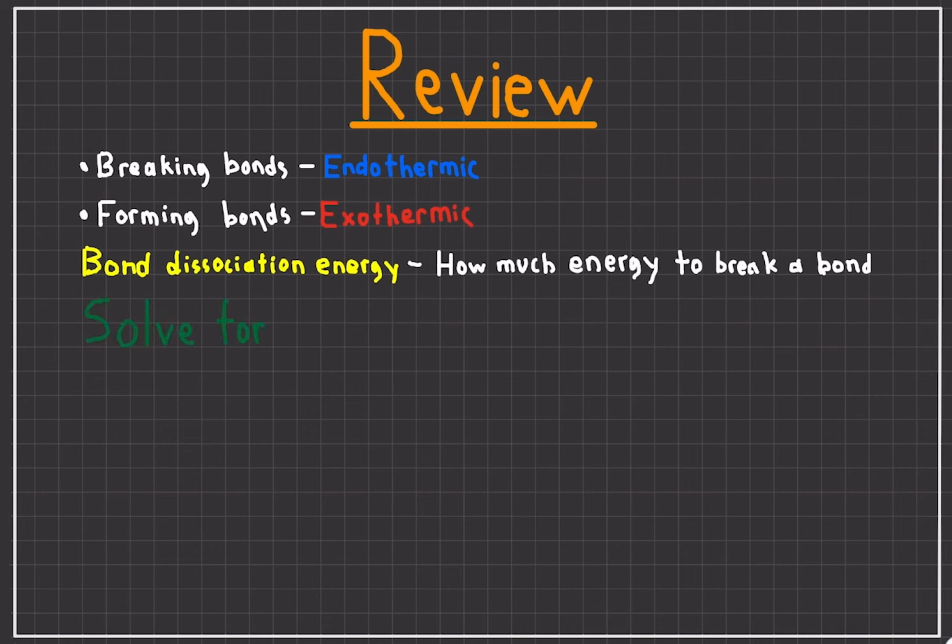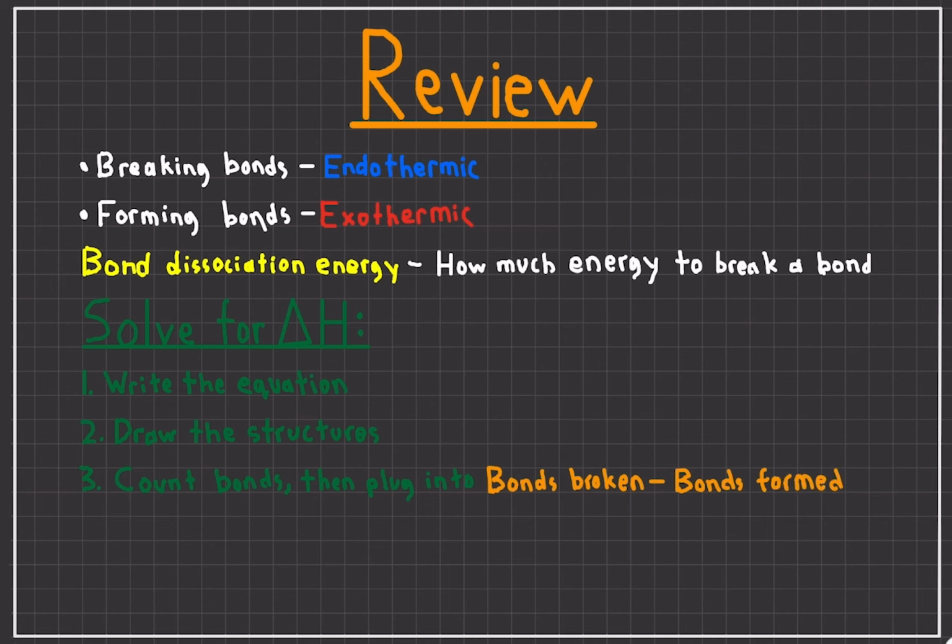To estimate the heat of a reaction using bond dissociation energies, you follow these steps. First, write and balance the chemical equation for the reaction. Next, draw out the Lewis structures for all chemicals in the reaction. Then, count how many of each type of bond you have and plug it into the formula bonds broken minus bonds formed. Lastly, plug in the bond dissociation energy for each type of bond and solve to find the heat of reaction. That's all for this lecture.